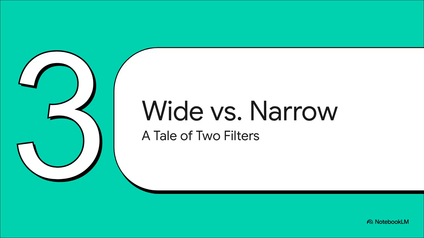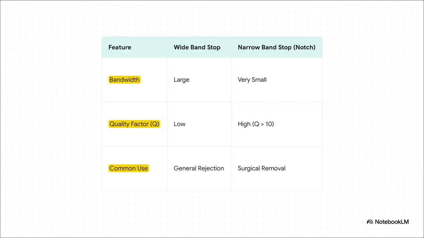Okay, but not all band stop filters are created equal. They generally come in two main flavors, and it all depends on how wide of a frequency range they're built to block. So on one hand, you have the wide band stop filter. It's for getting rid of a big range of frequencies and has what's called a low quality factor, or Q. But then you have the narrow band filter, the notch filter. Think of this one as a precision tool, like a surgeon's scalpel. It has a very high Q factor, which means it's super selective, and it's designed to surgically remove just one specific frequency without damaging any of the signals right next to it.